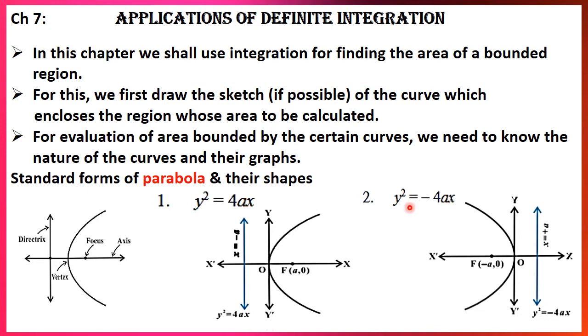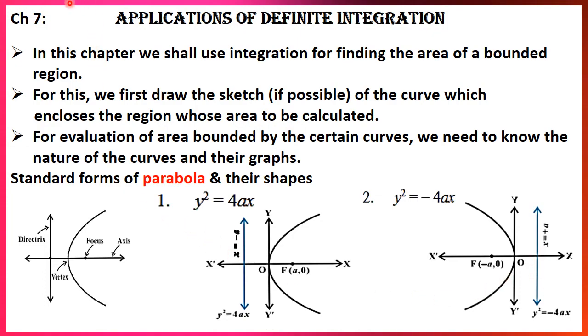Now we see the shape of y square is equal to minus 4ax. Instead of 4ax it is minus 4ax. So the parabola opens towards left. So the focus will be F, here in the textbook we use the capital S in place of F. So the coordinate (minus a, 0) is the focus of this parabola, and in this case the directrix will be the line x is equal to plus a.